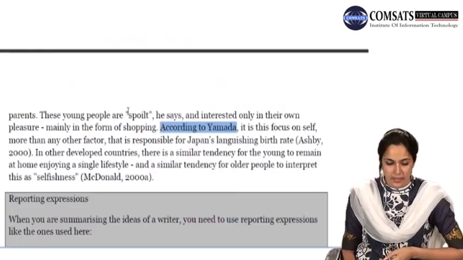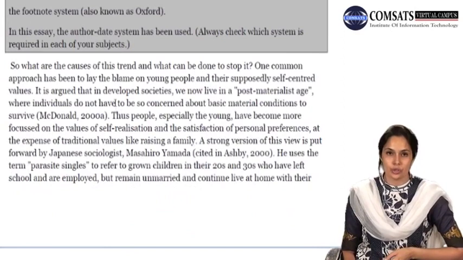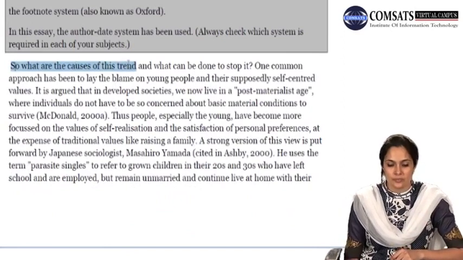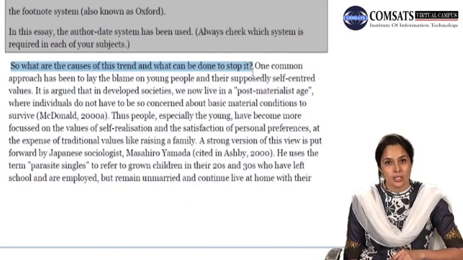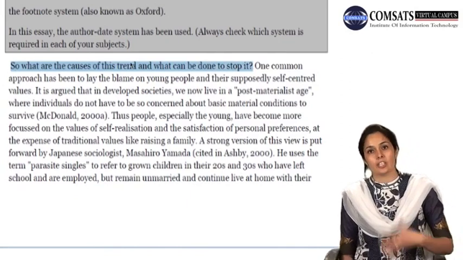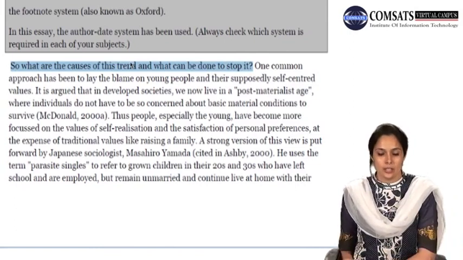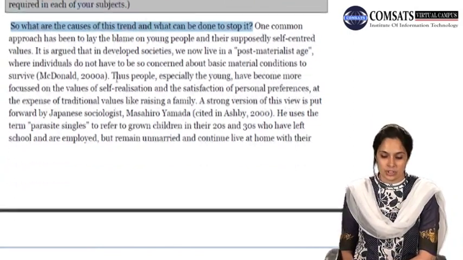Now in every paragraph the first sentence gives you the topic sentence के अब आगे क्या होगा. First sentence देखिए, so what are the causes of this trend and what can be done to stop it. अब ये जो trend है having lesser children, having no children at all, इस trend की वजह क्या है ये आपको इस paragraph में पता चलेगा.